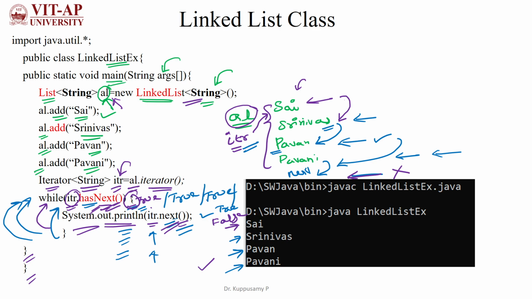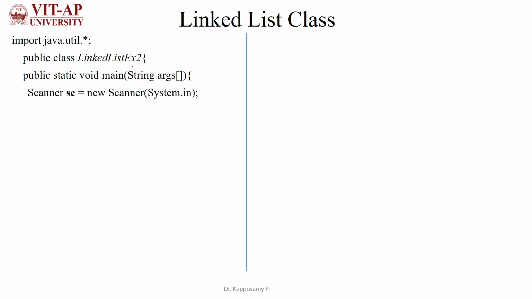So like this we can do different operations using the LinkedList class to implement the List interface. And the next example is given here: the Scanner class. Here I am going to give customized input through the Scanner class. Now here again AL is the object created by using the LinkedList class implementing the List interface. The AL object is created by using the String wrapper class data type.